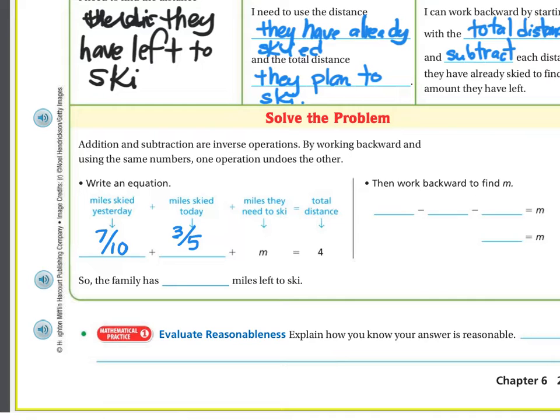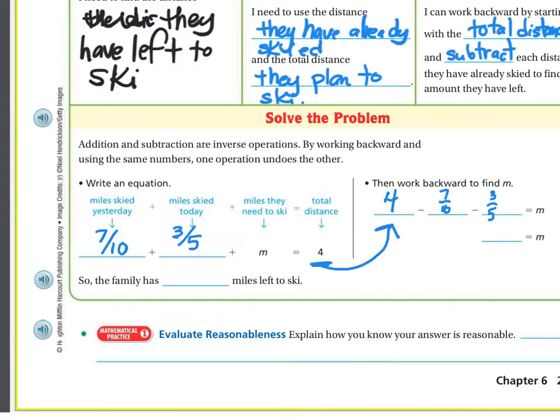So to find what's left over, we have to work backwards. To work backwards, we're going to subtract because we are adding here. We work backwards by taking this answer and putting it here, because that's how we're going to subtract all the other numbers to find out what's missing. So we have a subtraction of 4 whole miles minus 7/10 and minus 3/5, because those are the ones that they've already done. So we have to figure out what's left over.